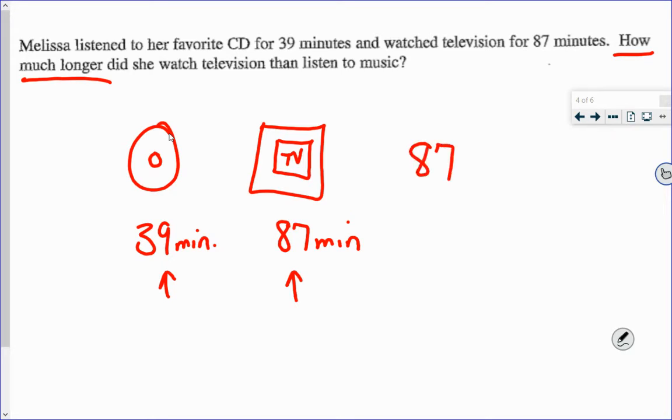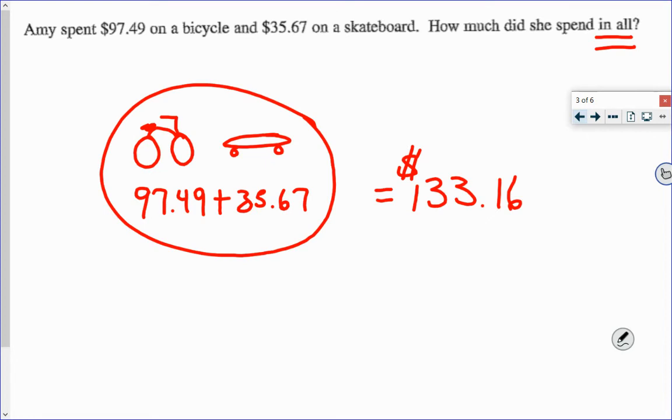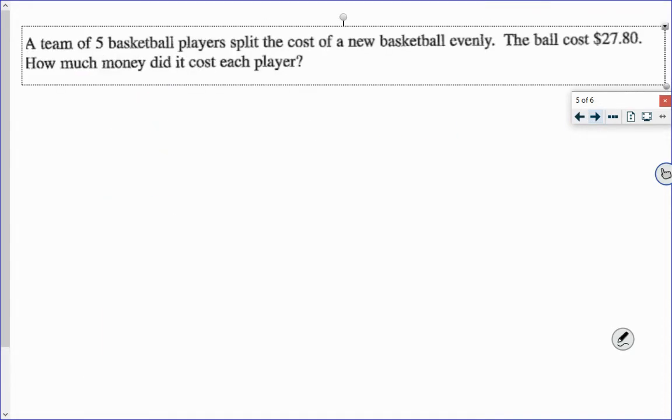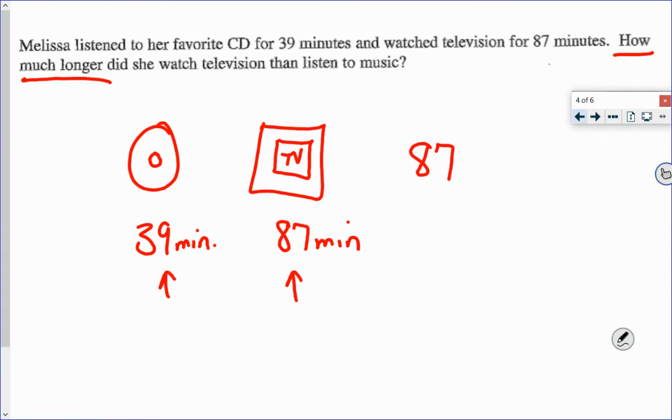When we compare two things, we want to know the difference. If we go back to the previous screen, where the words are, a difference means to subtract. She wants to know how much longer did she watch the television than she listened to music. Well, the only way we're going to figure that out is to subtract. How much more, how many more, generally means to subtract.